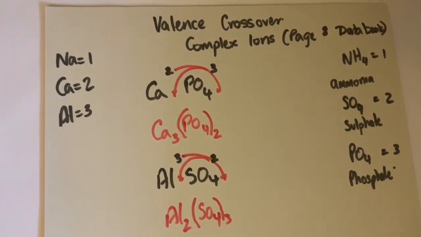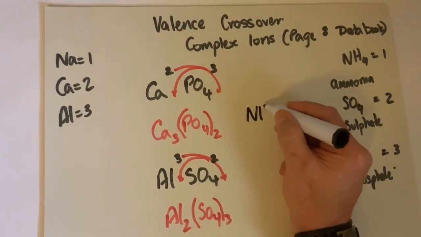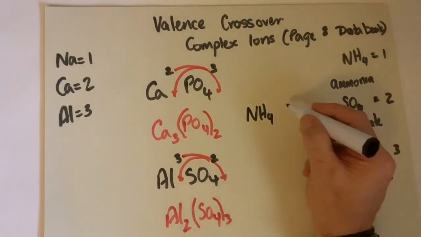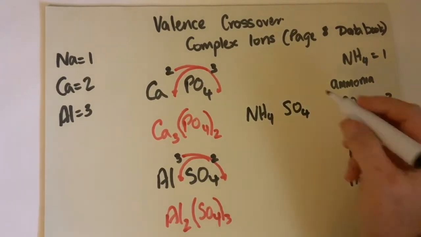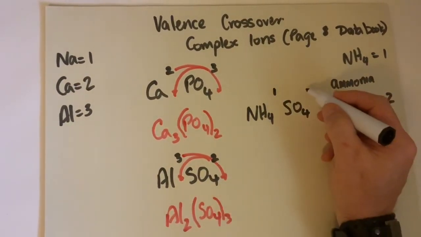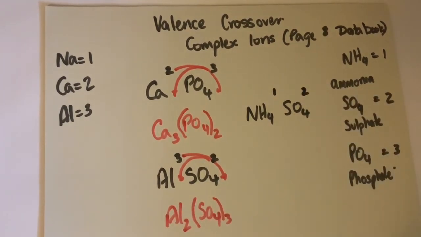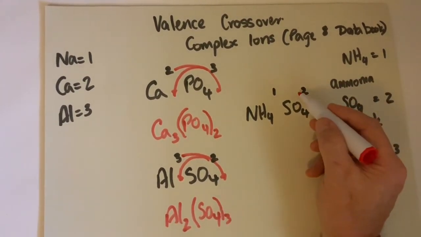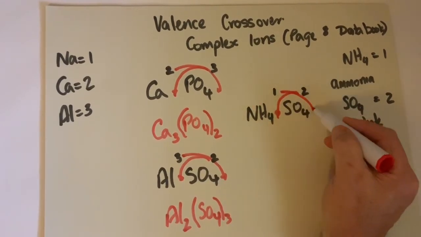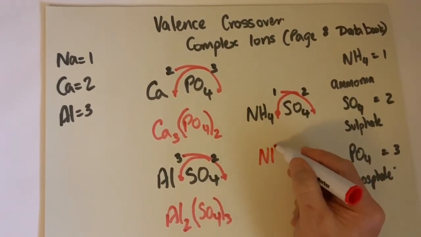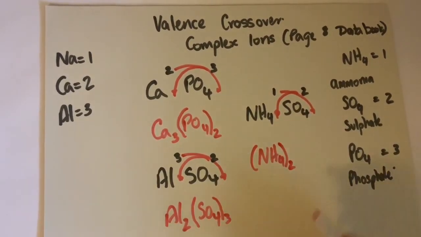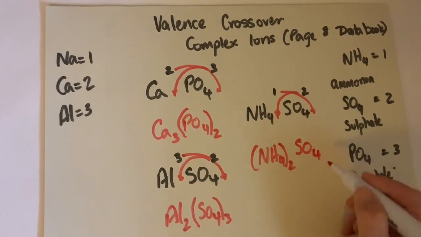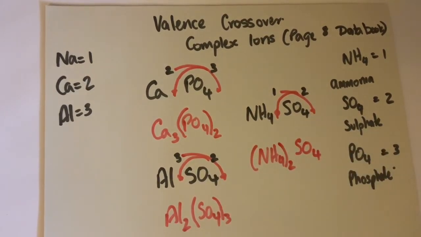So if we have ammonium sulfate, we have ammonium, we have sulfate, put the valence numbers in again. Ammonium is 1, sulfate is 2. We cross the valences over. So we finish up with ammonium, and we've got 2 of them, sulfate. If there's only a single one, then we don't need to put in the number.